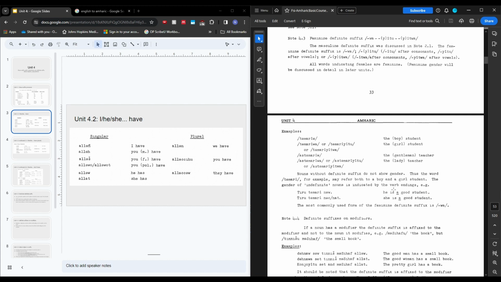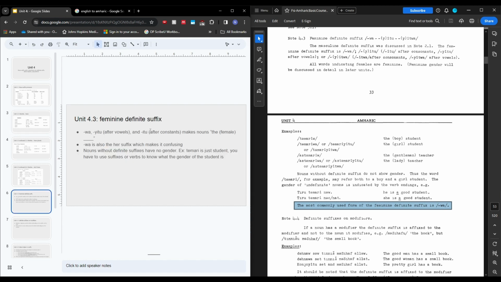The reason it's underlying a here is because there's no definite suffix used. So it's not the good student is a boy or something. It's just a good student as opposed to saying the good student. Turu tamari nech or not. These are the to be verbs for she is something. So turu tamari, and then we know that it's nech or not, is that we're talking about she. So she is a good student. And there's just a small little comment saying that the most commonly used definite suffix is awa.